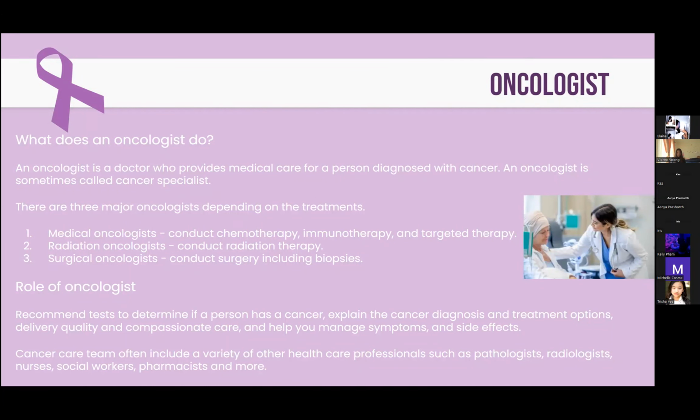So the main job or role of oncologists is to recommend tests to determine if a person has cancer, explain the cancer diagnosis and treatment options, while still delivering quality and compassionate care, and helping patients manage symptoms and side effects. So the care team includes a variety of other health care professionals such as pathologists, radiologists, nurses, social workers, and pharmacists, and more.